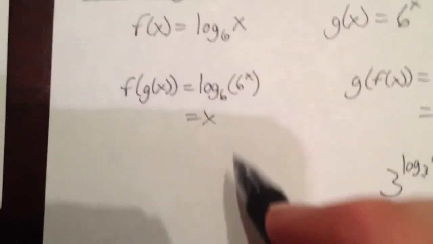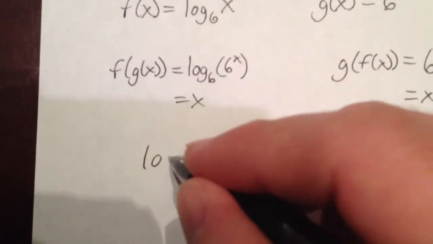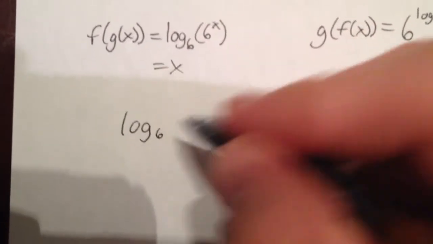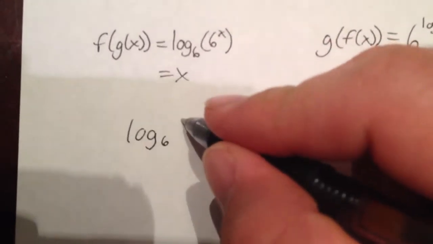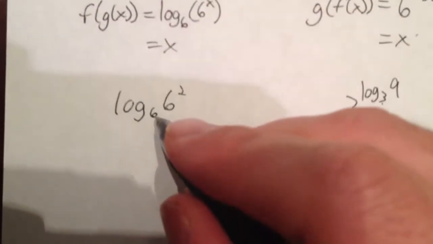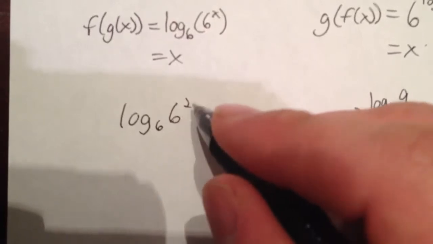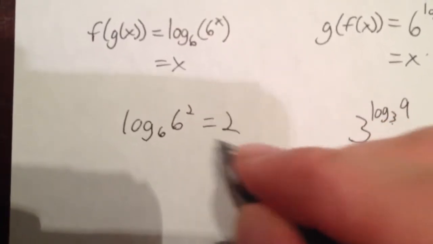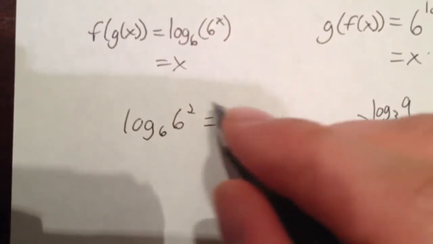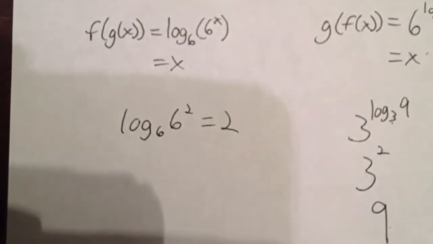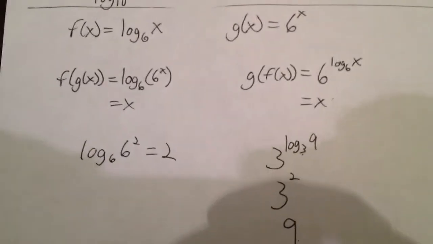This one, same thing. If you did some numbers here, it might be a little easier to understand. Like if you did log base 6 of 6 squared, 6 to what power is 6 squared? That is 2. 6 to the second power is 6 to the second power. So, they are inverses of each other. They will undo each other.